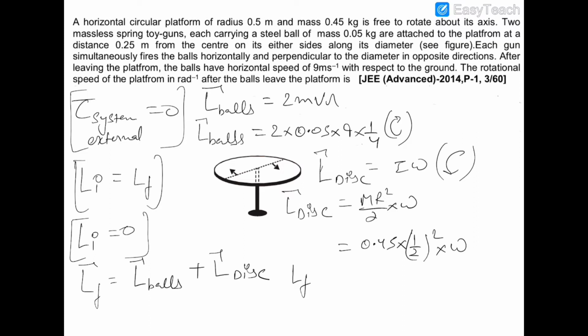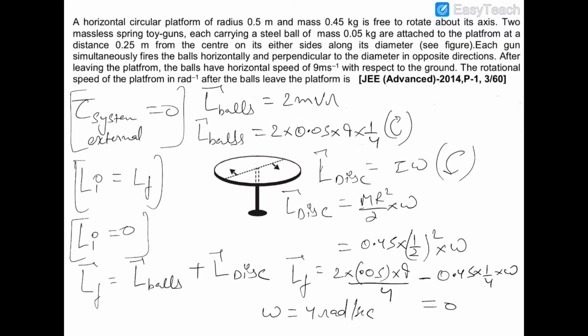So the final angular momentum would be 2 into 0.05 into 9 by 4 minus 0.45 into 1 by 4 into omega, and that would be equal to 0. So when we solve this and find omega, omega will come out to be 4 radians per second. So this disk would rotate with an angular velocity of 4 radians per second in anti-clockwise sense finally. Now let's move on to the next question.